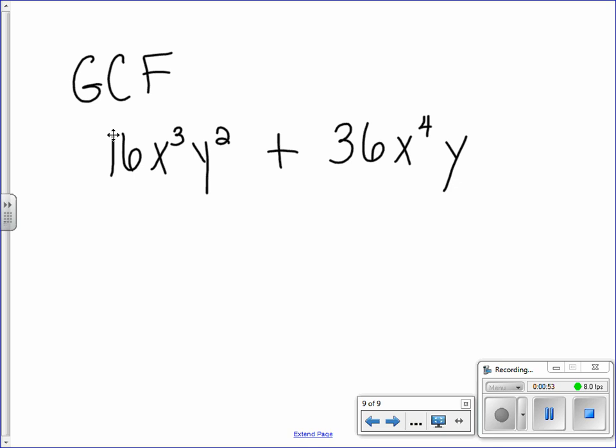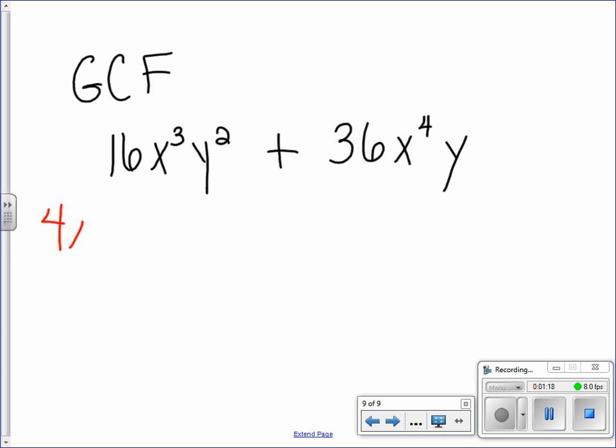Alright, what's the biggest number that goes into both 16 and 36? 6 doesn't go into 16. 8 doesn't go into 36. 9, 4. 4. Okay. Now what about variables? They both have an x and they both have a y, right?